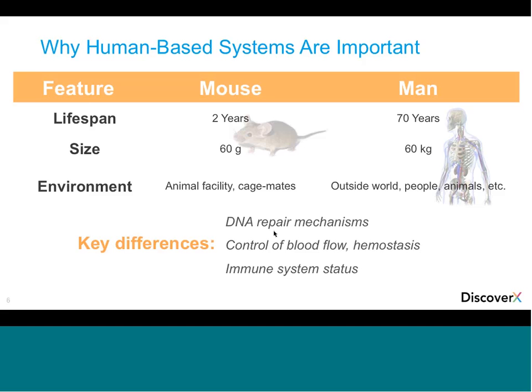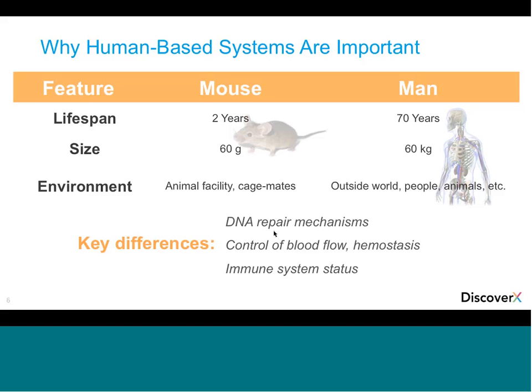Some of the key processes that are very different between rodents and man include DNA repair mechanisms, because of course somebody who's going to live 70 years and be exposed to sunlight and other damaging agents, we have a lot more repair mechanisms than mice do. And so these mechanisms are quite different.